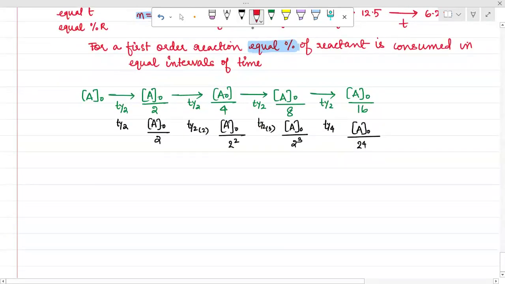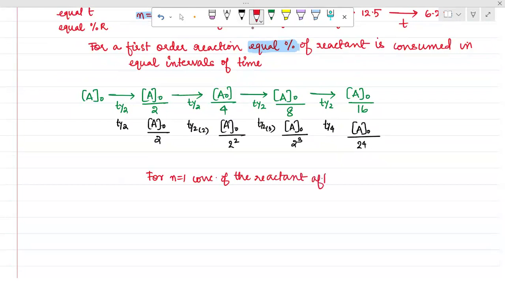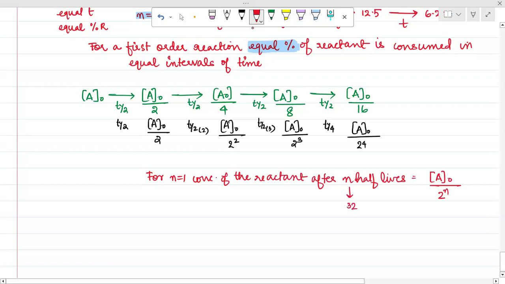Or in general, what I can write is, for a first order reaction, concentration of the reactant after n half-lives is equal to initial concentration by 2 to the power n. Okay, if they ask 32, then the concentration left after 32 half-lives would be A naught by 2 to the power 32.